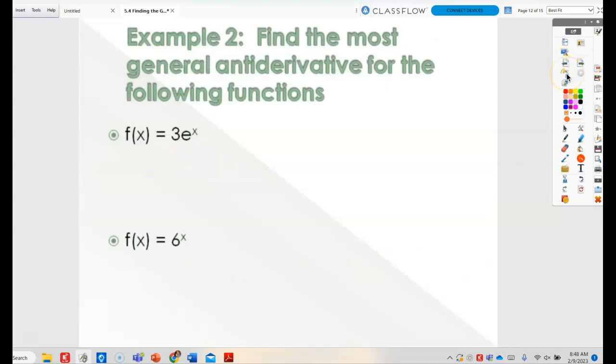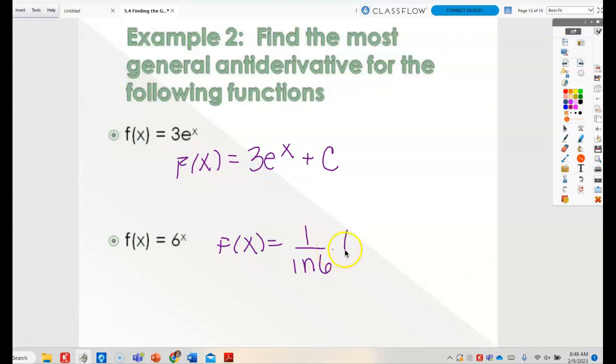Okay, so the 3 is just a constant. A constant out in front does not affect my problem. So the antiderivative of 3e to the x becomes capital F of x equals 3e to the x plus c. F of x equals 6 to the x becomes capital F of x equals 1 over ln 6 times 6 to the x plus c.